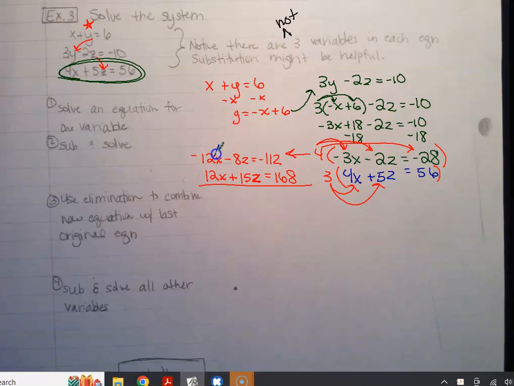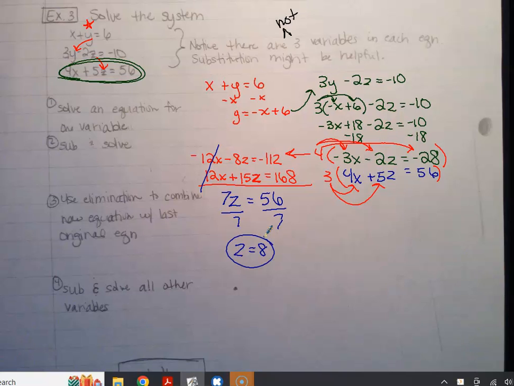Okay, so our x's cancel. What's negative 8z plus 15z? 7z. Okay, what's negative 112 plus 168? 56. So we divide by 7. And what does z equal? Okay, so divide by 7, and z equals 8, which is down there in our solution. All right, so we got one of them.